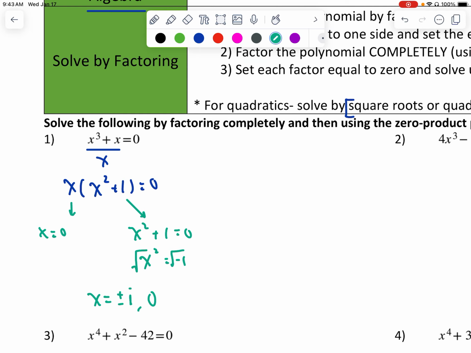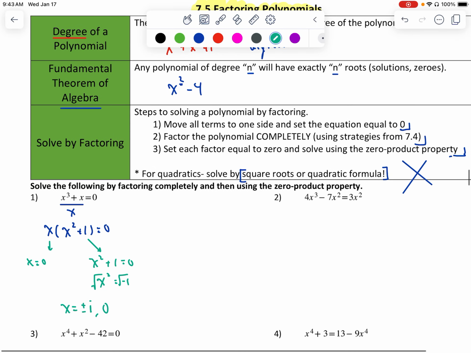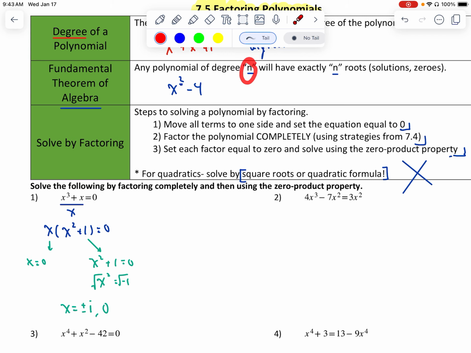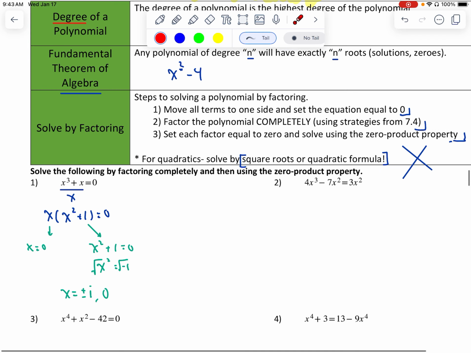I want to really quick bounce back to our fundamental theorem. This is saying that if we have a polynomial of degree n, we're going to have n solutions. Here I've got a degree of 3, and I have 3 solutions: positive i, negative i, and 0. So it's always good to double check, make sure that you've got the amount of solutions that you need.